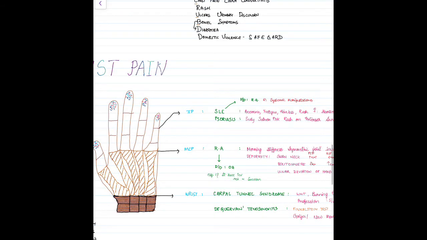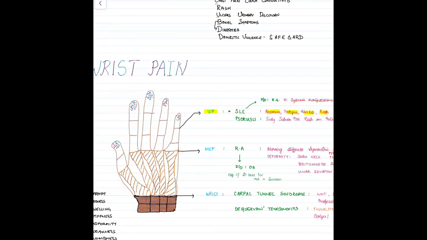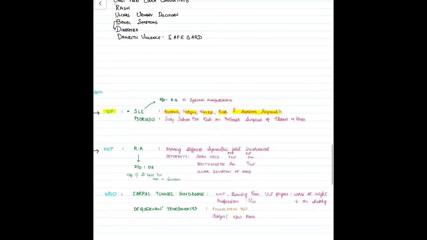All right, so let's first talk about the interphalangeal joint, and the first diagnosis over here is SLE. Especially if it's a female patient aged between 28 to 35 years, please ask for anorexia, fatigue, hair loss, rash, and female patient history of abortions is very important. And Raynaud's, as you can see over here, this is discoloration of fingers that points towards Raynaud's, and you can type it under your supportive diagnosis for SLE.